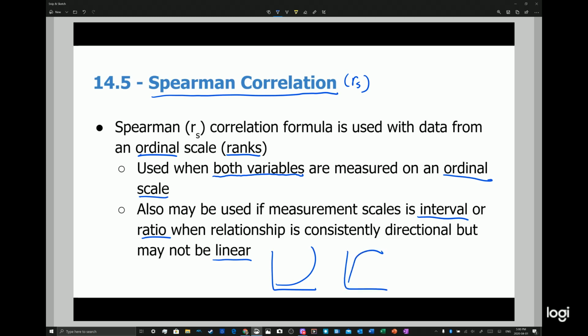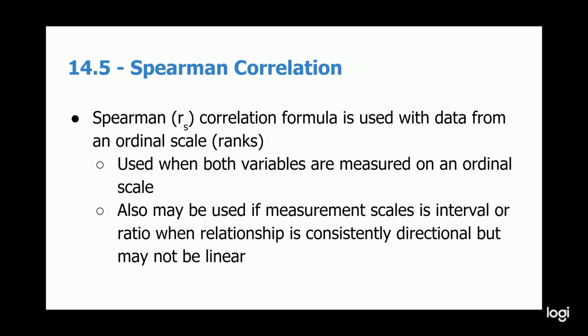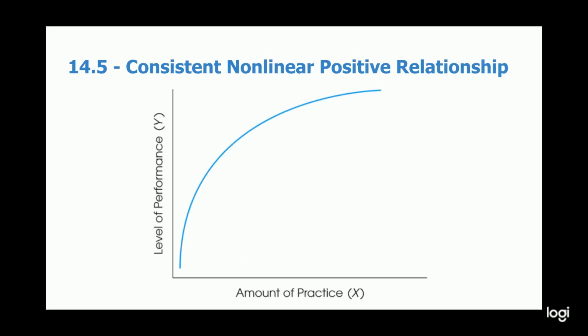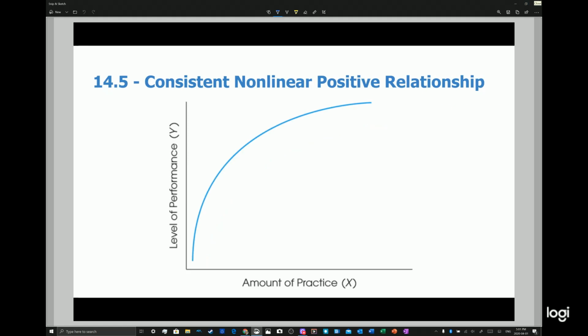Okay? Those are the cases where we use the Spearman correlation. Here is a case of this. And this, we start with the nonlinear positive relationship. So here's an example. X is amount of practice. The more you practice, the better you perform. X and Y. However, there is a special property of this relationship here.